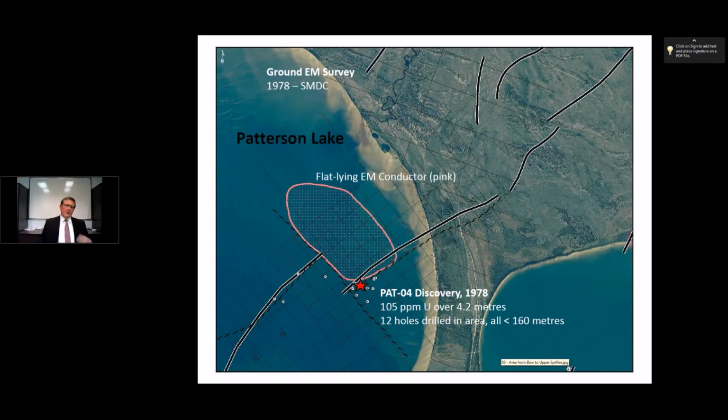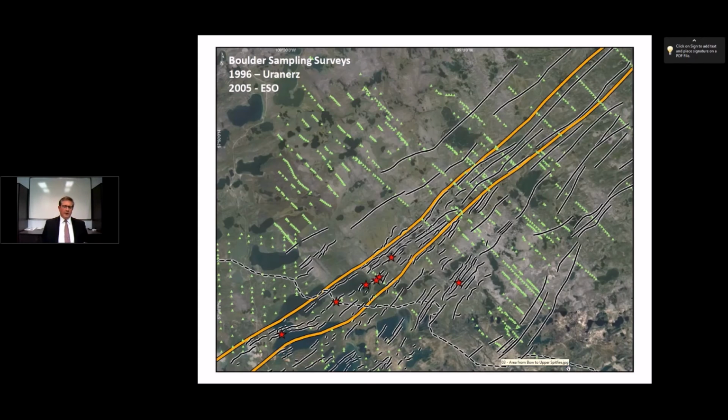The next thing I want to look at historically is boulder sampling. I think a lot of us are aware of the boulder sampling that led Fission to the Triple R deposit. But in fact, there has been boulder sampling done over this entire area. Back in '96, Uranus did quite an extensive sampling, and in 2005, ESO as well did a fair amount of sampling.